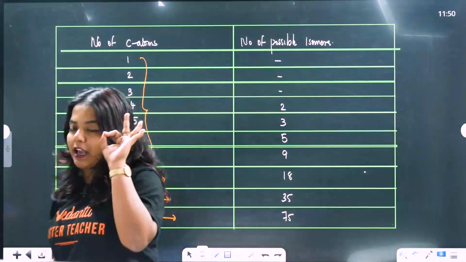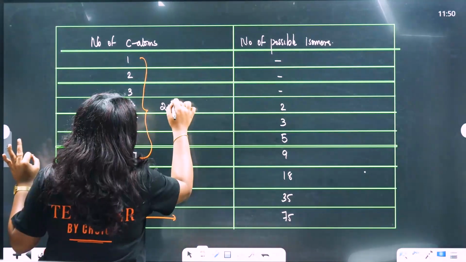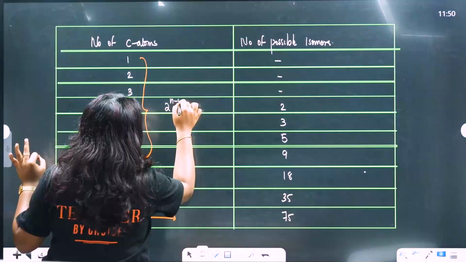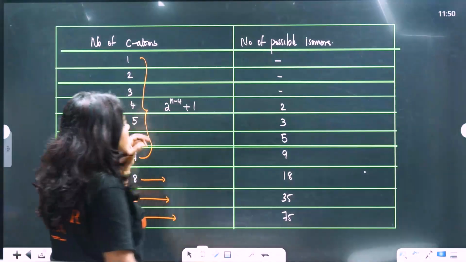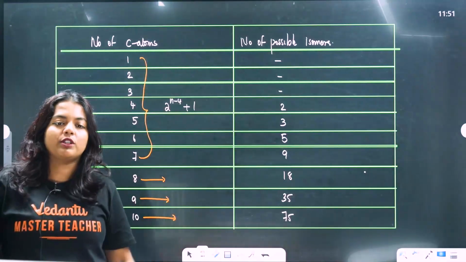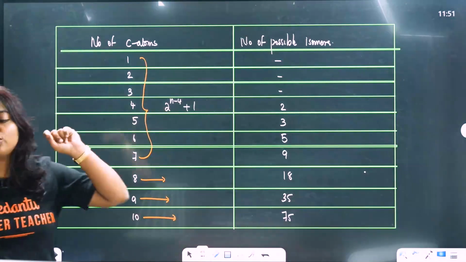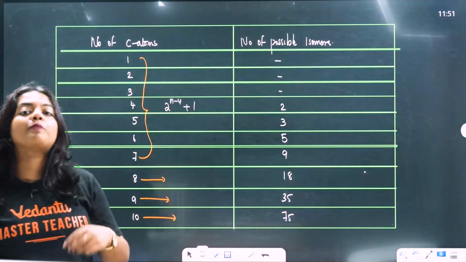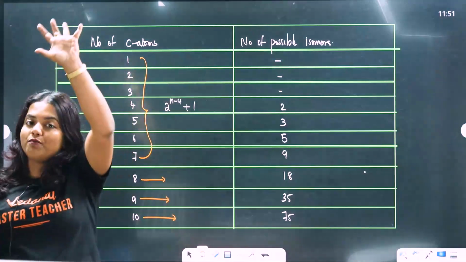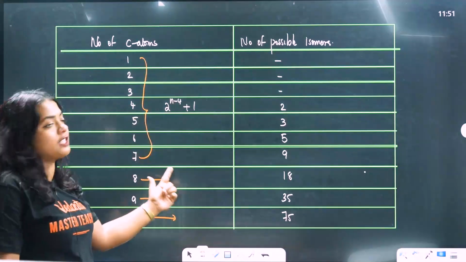I'll tell you 2 raised to n minus 4 plus 1. Listen carefully here. When all of them come as 1, 2, 3 carbons, there is no possible isomerism. I told you it started from butane itself, right? So up to 7 you can use the formula 2 raised to n minus 4 plus 1. N minus 4 means 4 minus 4, 0. N is the number of C atoms, okay?